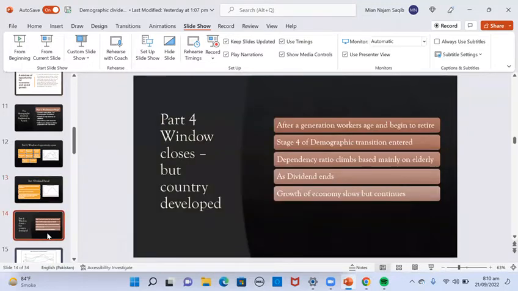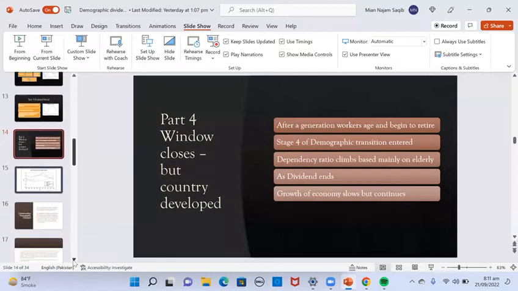Part 4 is basically when this window is going to close, but the country has developed. After a generation, workers age and begin to retire, and stage 4 of the demographic transition has been entered. Dependency ratio climbs based mainly on the elderly as the dividend ends, and the growth of the economy slows down, but it continues.